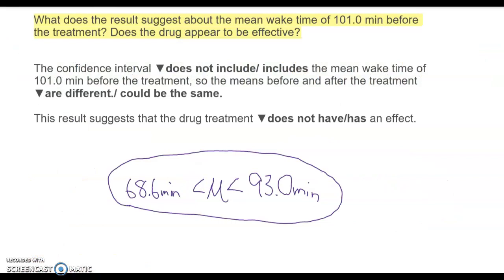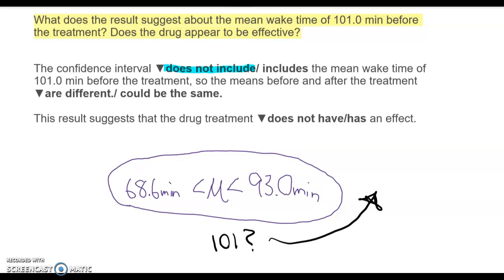Next, we are asked to analyze our result. What does the result suggest about the mean wake time of 101 minutes before the treatment? Does the drug appear to be effective? And you have a fill in the blank to fill out. The confidence interval does include or does not include the mean wake time of 101 minutes before the treatment. Well, I've written our confidence interval of 68.6 minutes to 93 minutes below. Is 101 included in that? No, 101 is higher. So we're going to say here, the confidence interval does not include the mean wake time of 101 minutes before treatment.